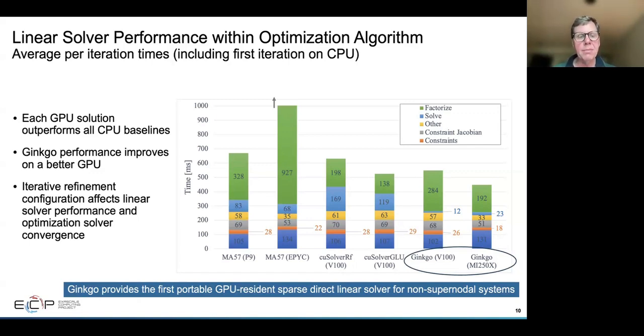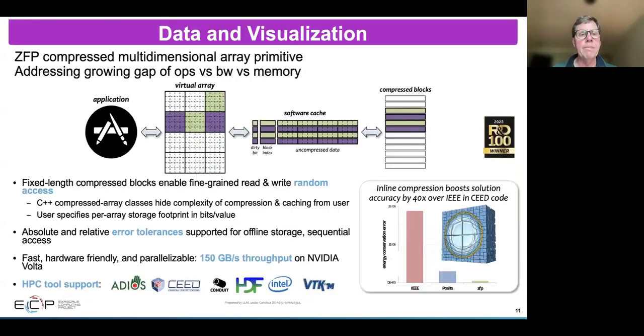And so it's another example of some of the nice work that's been done. And it also is similar to other work in the libraries area in that way. In the data and visualization space, I mentioned how there's this growing gap between the raw speeds and feeds of data systems versus memory versus compute.